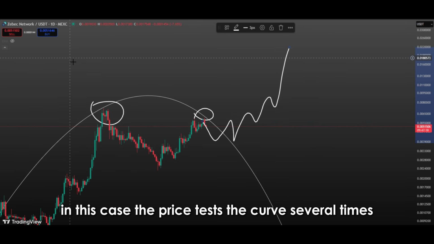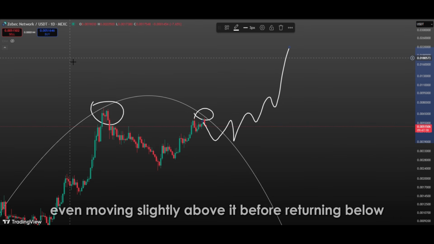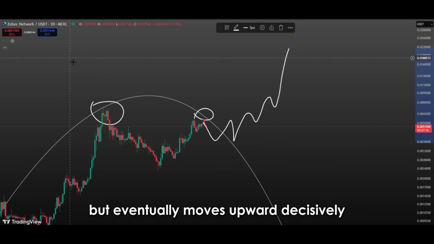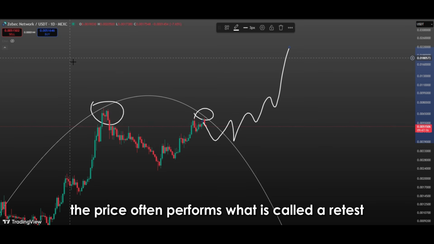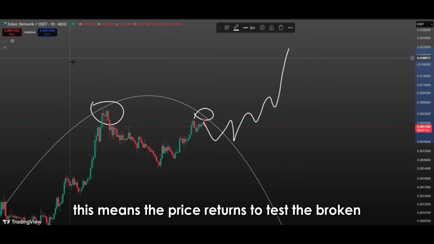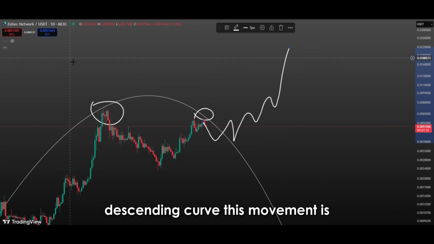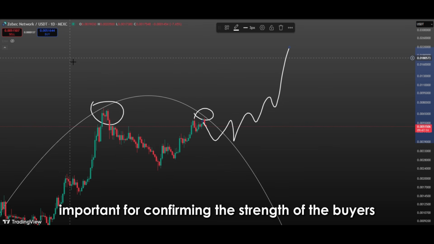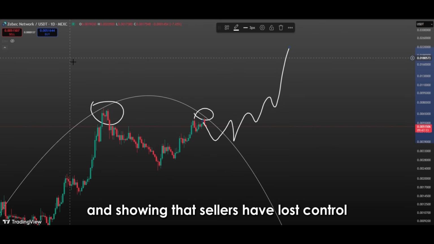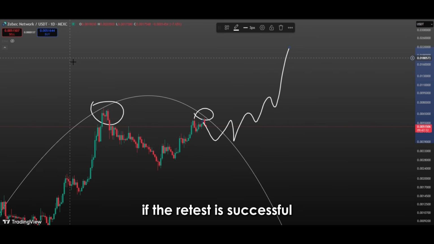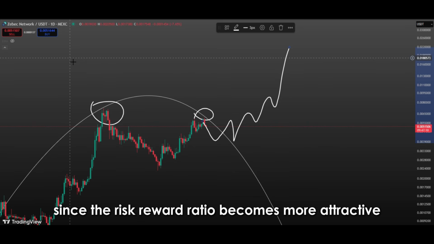In this case, the price tests the curve several times, even moving slightly above it before returning below, but eventually moves upward decisively. After the breakout, the price often performs what is called a retest. This means the price returns to test the broken descending curve. This movement is important for confirming the strength of the buyers and showing that sellers have lost control. If the retest is successful, the price resumes its upward move, starting a new trend. At this stage, investors often consider buying since the risk-reward ratio becomes more attractive.